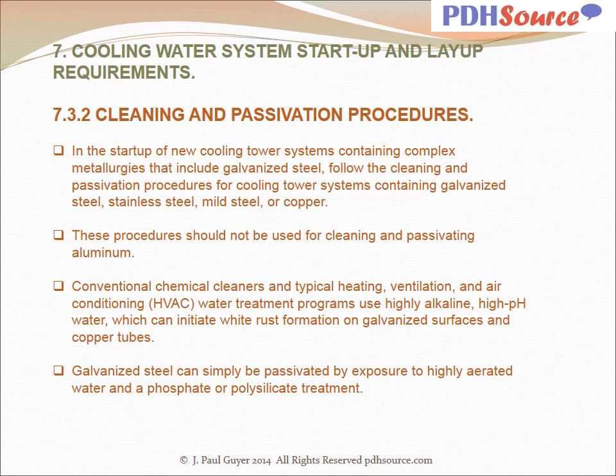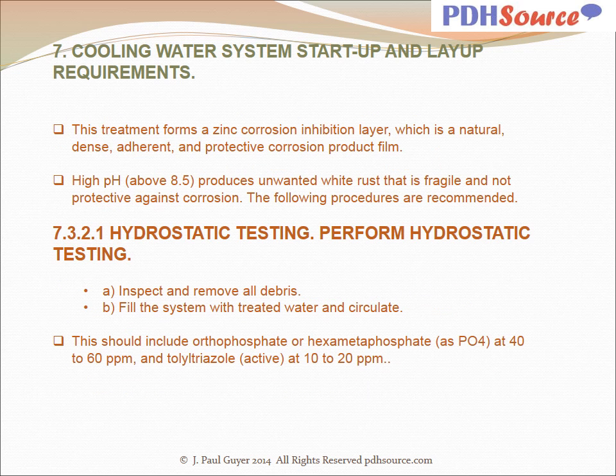Galvanized steel can simply be passivated by exposure to highly aerated water and a phosphate or polysilicate treatment. This treatment forms a zinc corrosion inhibition layer, which is a natural, dense, adherent, and positive corrosion product film. High pH above 8.5 produces unwanted white rust that is fragile and not protective against corrosion. The following procedures are recommended.